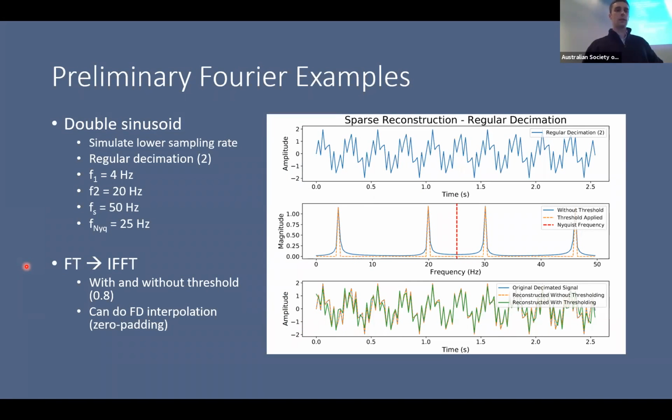If we then decimate our signal, and I'll use decimate in a general sense, so if we decimate by a factor of 2, that's throwing away every second sample and so forth, to simulate a lower initial sampling rate. Again, we've got our 4 Hertz and 20 Hertz signals sampled at 50 Hertz with a corresponding Nyquist frequency of 25 Hertz. If we Fourier transform and then inverse Fourier transform, we get a pretty faithful reconstruction, but you'll notice that both at the top and the bottom, the signal looks a little bit different to the initial one, and that's because there's half as many samples.